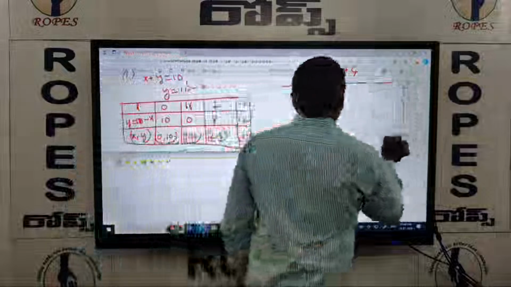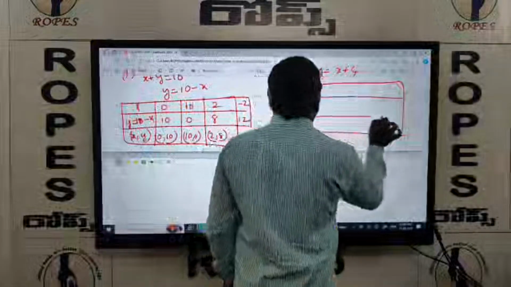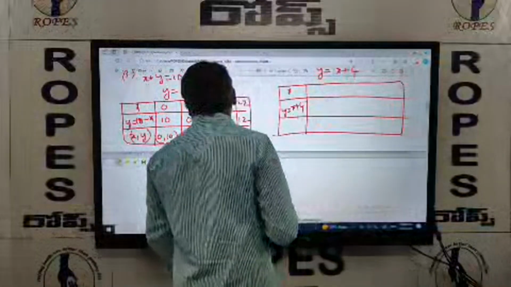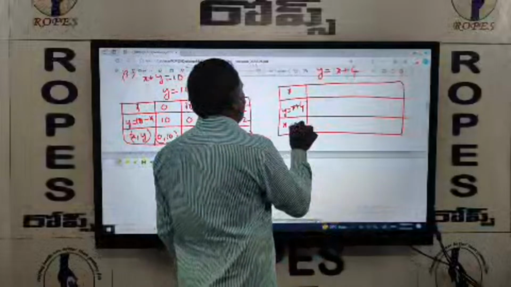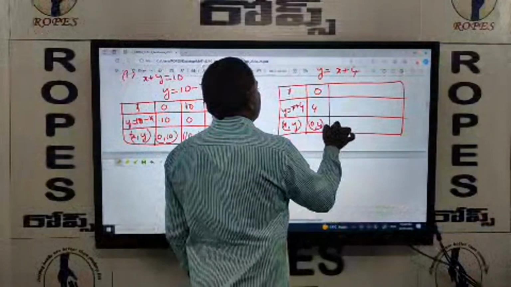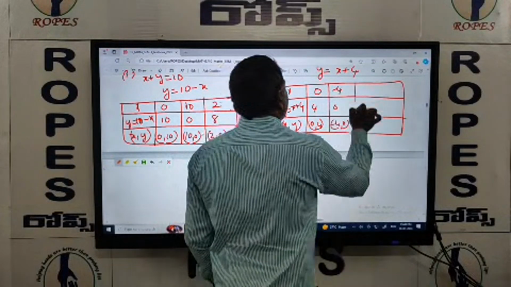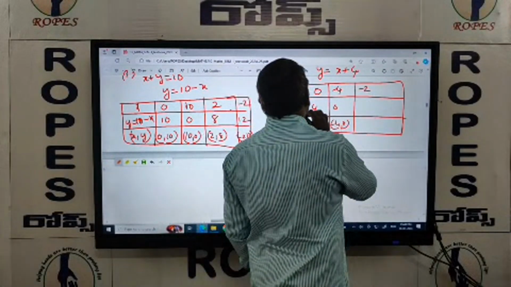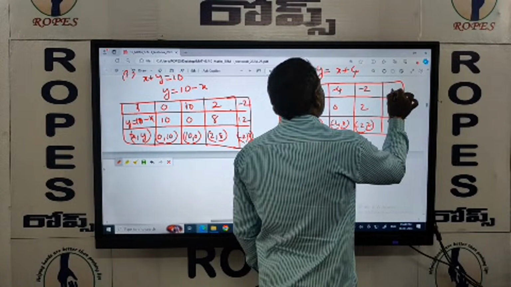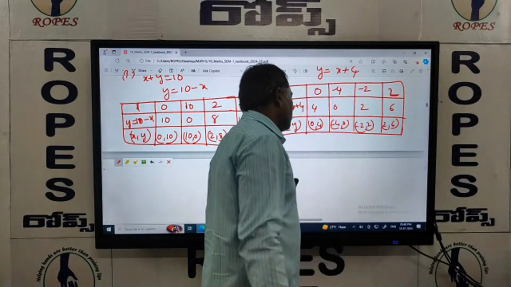For this, if we make the table, it is X, Y, where Y is equal to X plus 4. When X is 0, Y is 4, so 0 comma 4. When Y is 0, then X is minus 4, so minus 4 comma 0. Similarly, minus 2 comma plus 2. When X is 2, then Y is equal to 6, so 2 comma 6. These are the tables.